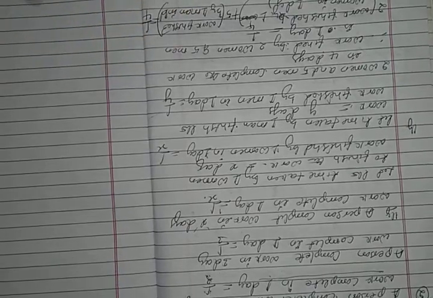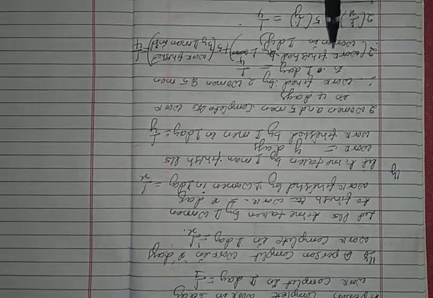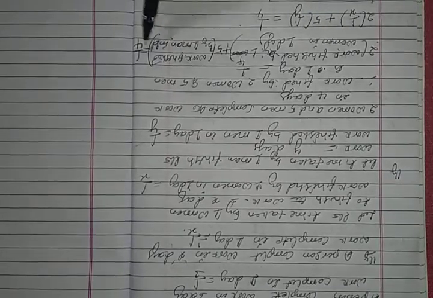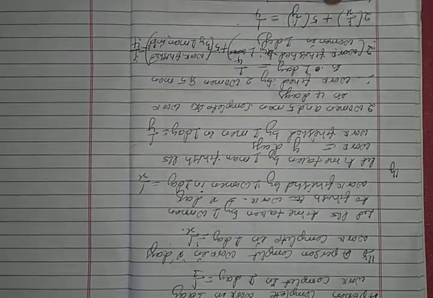Let us see this equation carefully. 2 into work finished by one woman and 5 into work finished by one man is equal to 1 by 4 days. This is the concept. Let us see the next situation.